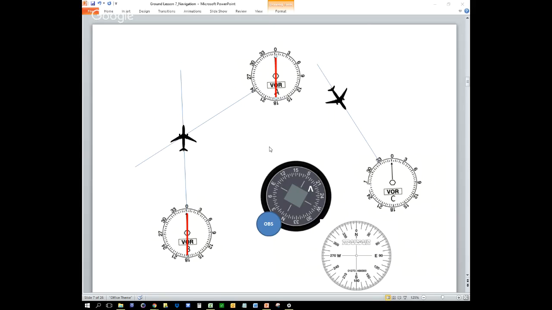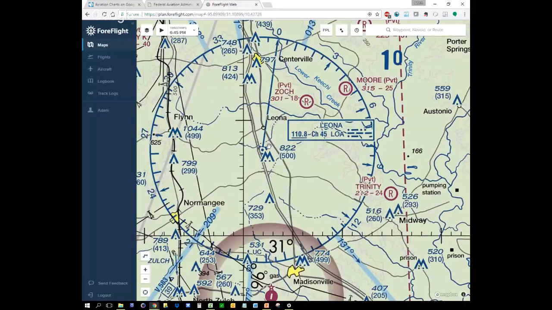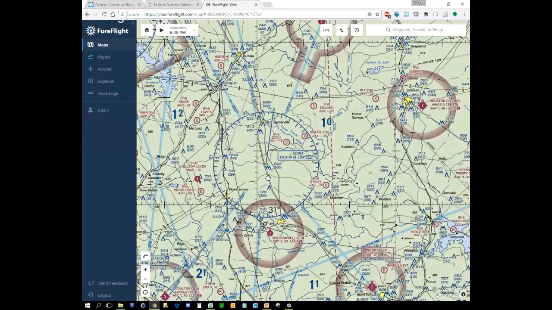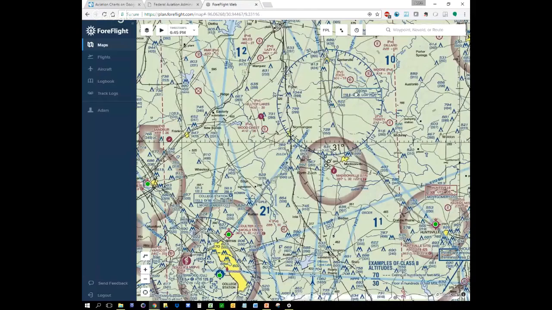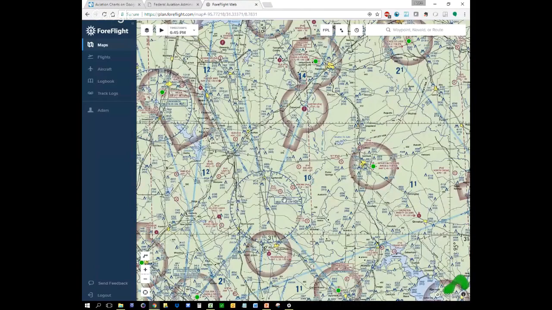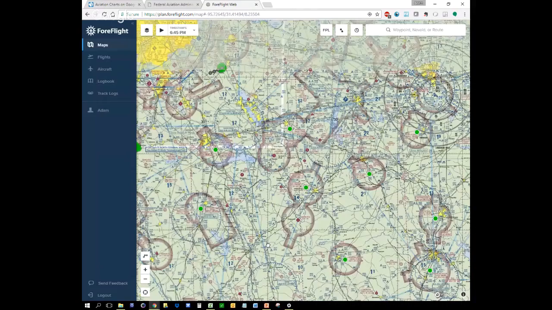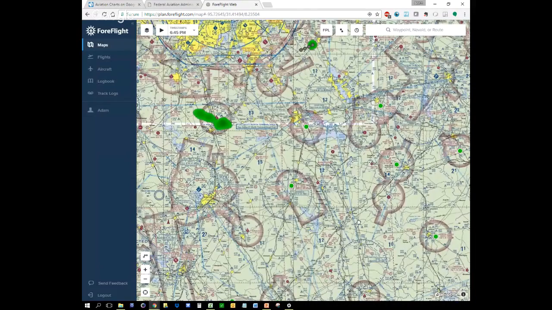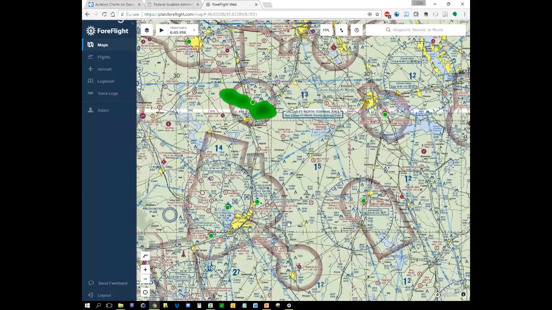So let's just do a quick visual example. Let's pick a couple that are close to each other. Okay. Do you typically have more than one VOR instrument in the plane? Yeah, typically if an airplane's outfitted with VORs, you've got two. Yep.